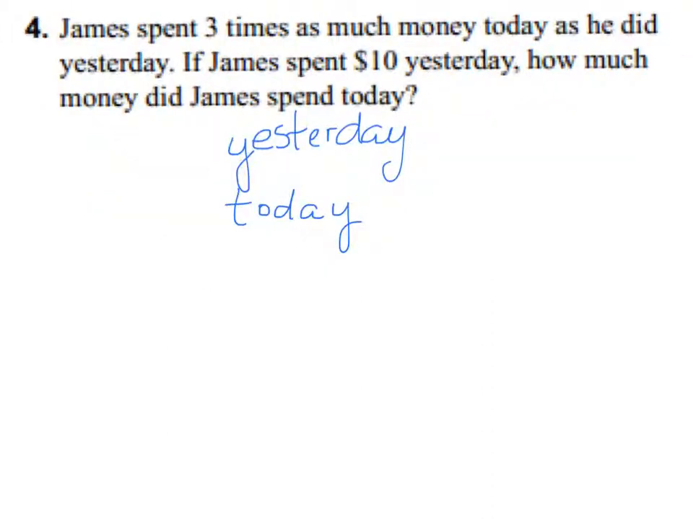James spent 3 times as much money today as he did yesterday. If James spent $10 yesterday, how much money did James spend today? If we let yesterday's be x, then today he spent 3 times as much, so that would be 3x. And then they told us, by the way, that yesterday he spent $10. So if we substitute 10 in for the x, 10 times 3 is $30.